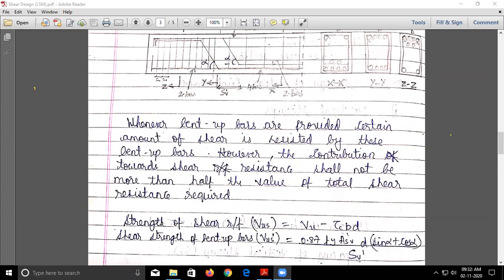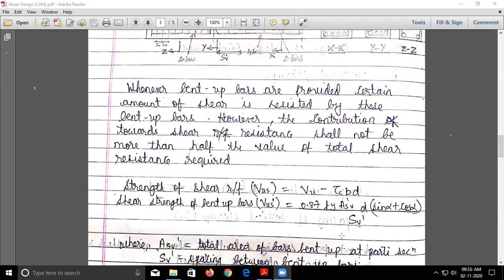So now the strength of the shear reinforcement, Vus, is given by Vu minus tau c b d, same as before, and the shear strength of the bent up bars. Okay, so this we will denote by Vus dash. This is given by 0.87 fy into A'sv, where A'sv is nothing but the area of the bent up bars at a particular section, into d, and this is the formula: sin alpha plus cos alpha.